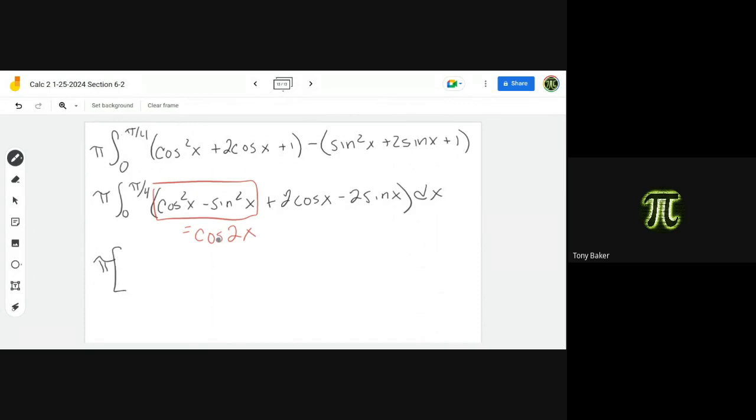So the integral of cosine 2x, actually, we're going to skip that one for a second because I have to do some work. We can do these really easy though. So 2 sine x, and then plus 2 cosine x.